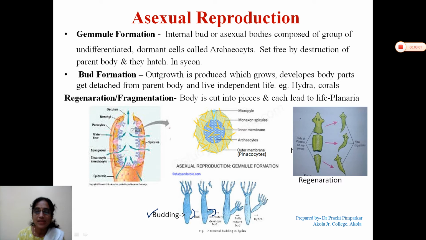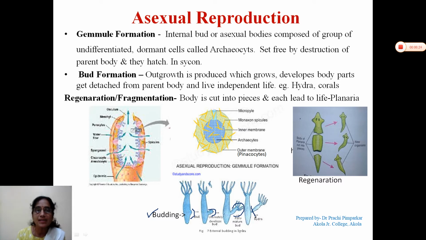It develops the characters like the parent, and when it is completely grown, it gets detached from the parent and lives a new life. It is called budding. The best example is hydra. In corals also we see the budding type of reproduction.